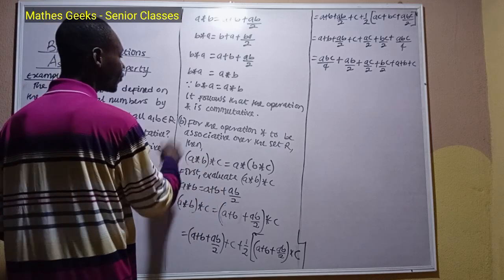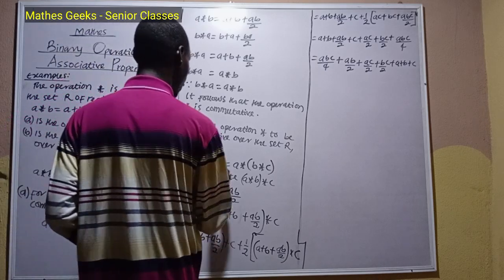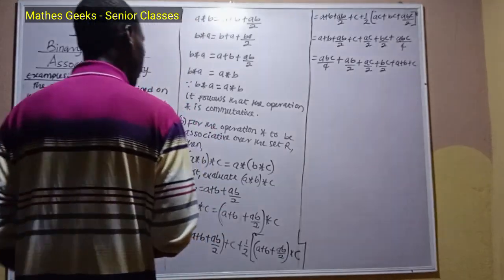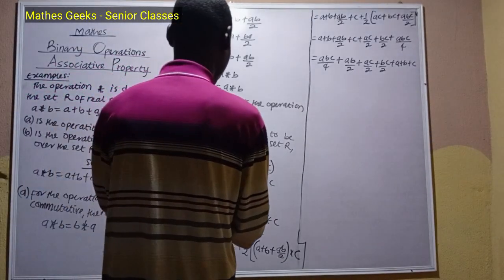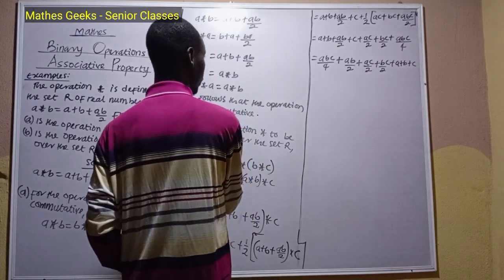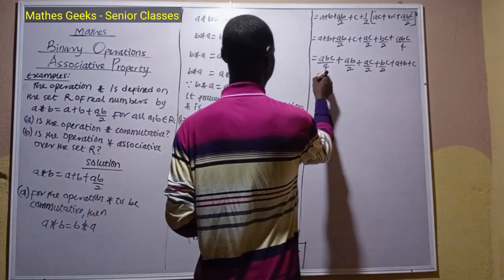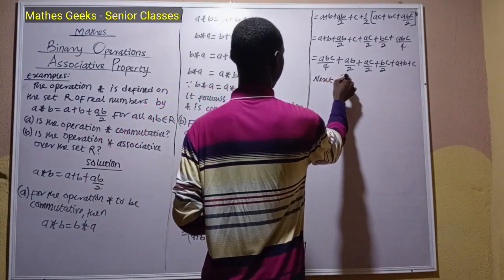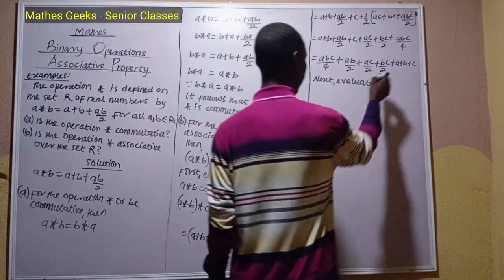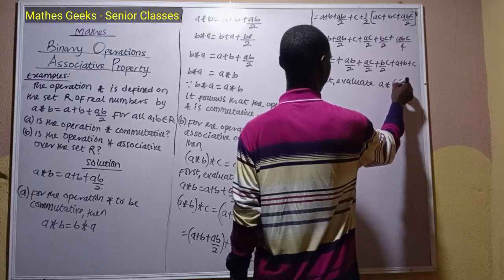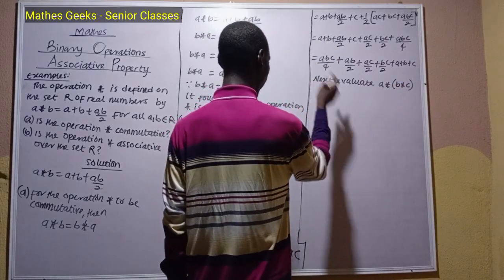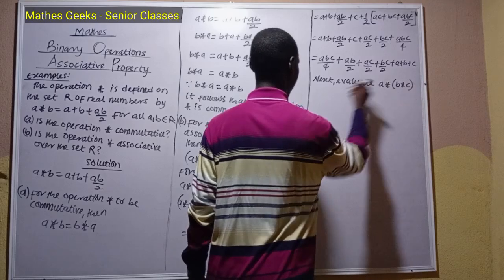the condition for star to be associative. So let's see if the other part fulfills the condition, if this part is also equal to this part. So next, evaluate A star B star C. So now we're going to work on the bracket first.